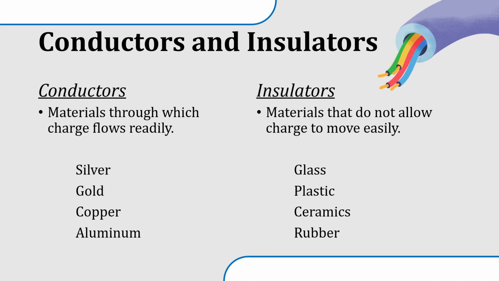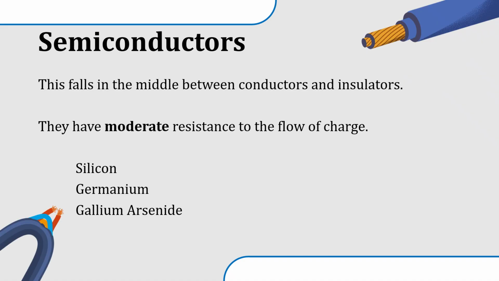Conductors are considered to have low resistance to the flow of charge, while insulators have a very high resistance to the flow of charge. There's also something called semiconductors, and these are materials that fall in between conductors and insulators and have a moderate resistance to the flow of charge. Such materials that are classified as semiconductors are silicon, germanium, and gallium arsenide.